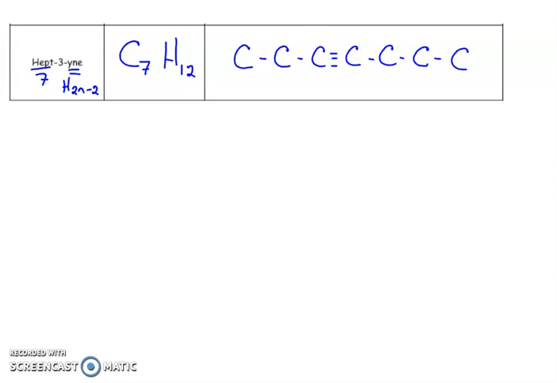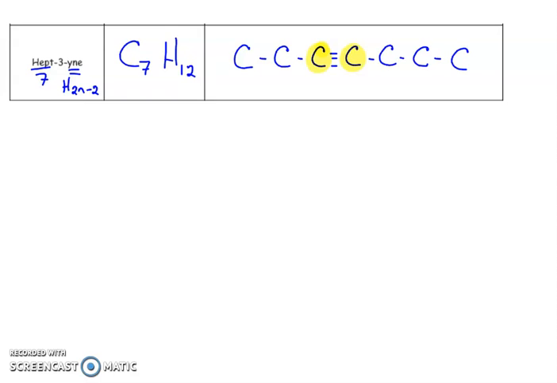Now we need to assign the number of hydrogens. Well, we have 12 hydrogens to assign. We need to understand that each carbon can only have 4 bonds. These 2 are already making 4 bonds, 3 bonds to each other, then 1 bond to the other side.